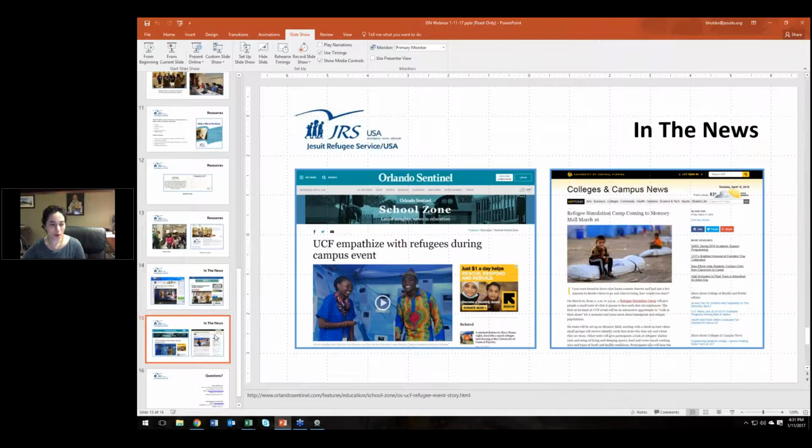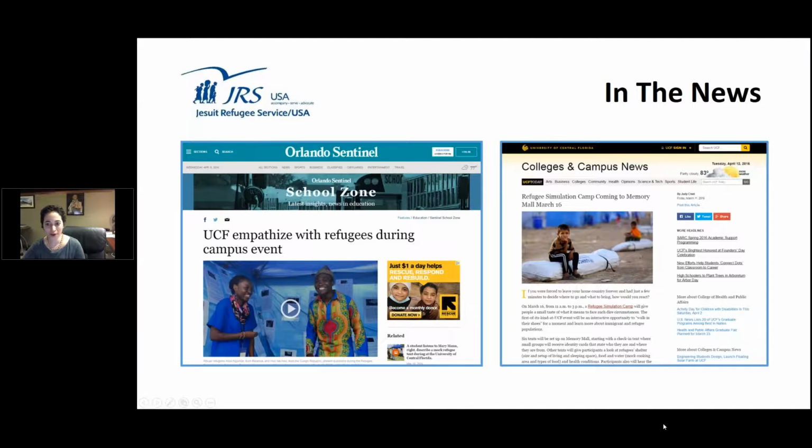One more slide, just to show you a couple other media hits. This was actually a non-Jesuit university. The University of Central Florida was able to host a simulation last year as well, and the photo on the right is a screenshot of their promotional efforts on their website regarding the simulation. So we were happy to see that this caught the interest of a variety of partners, and we hope to continue to spread the word.